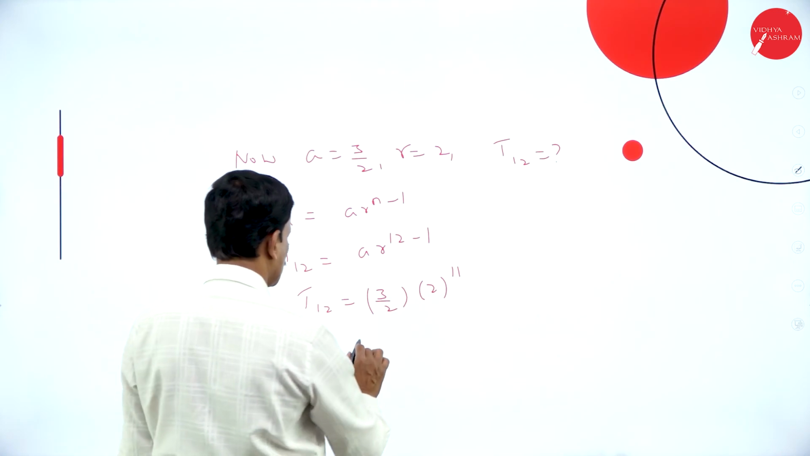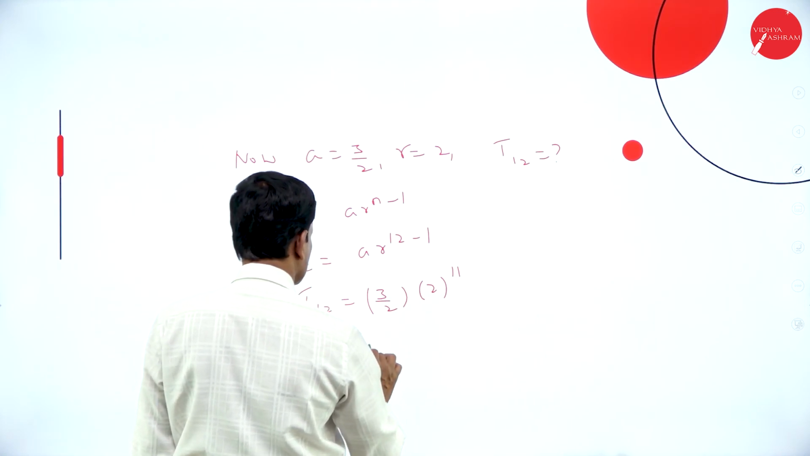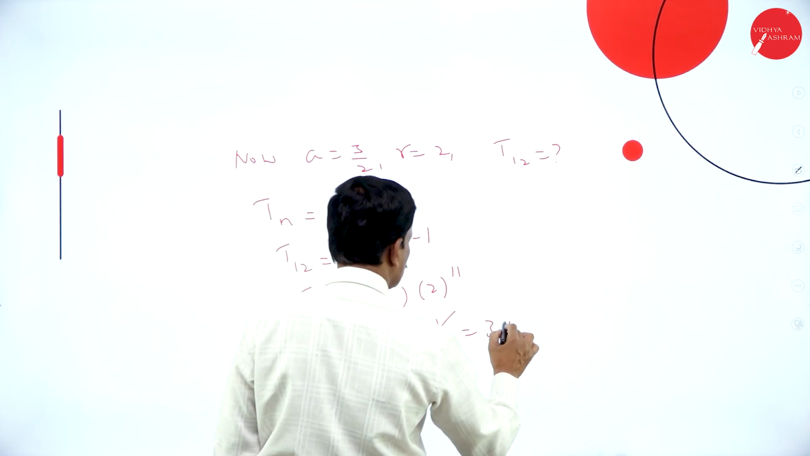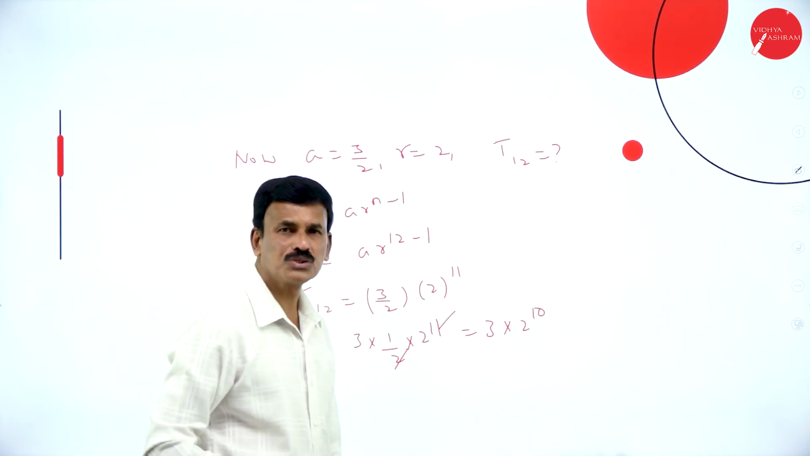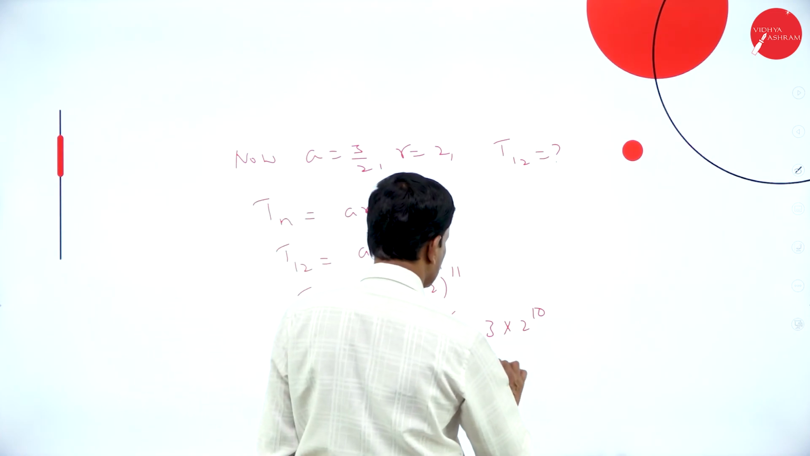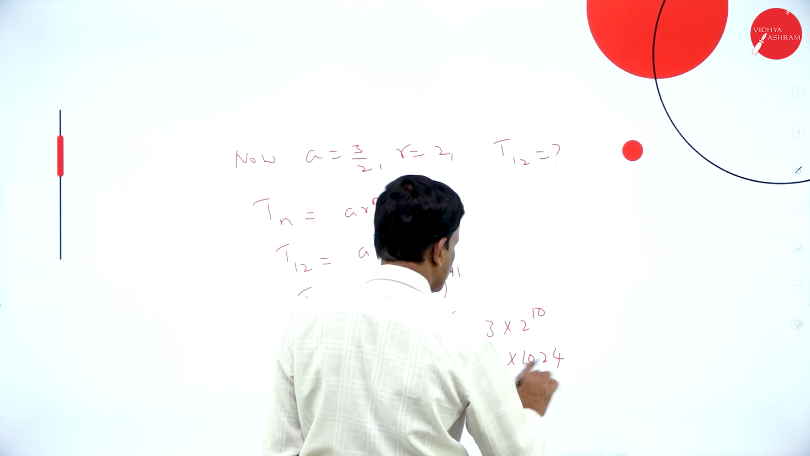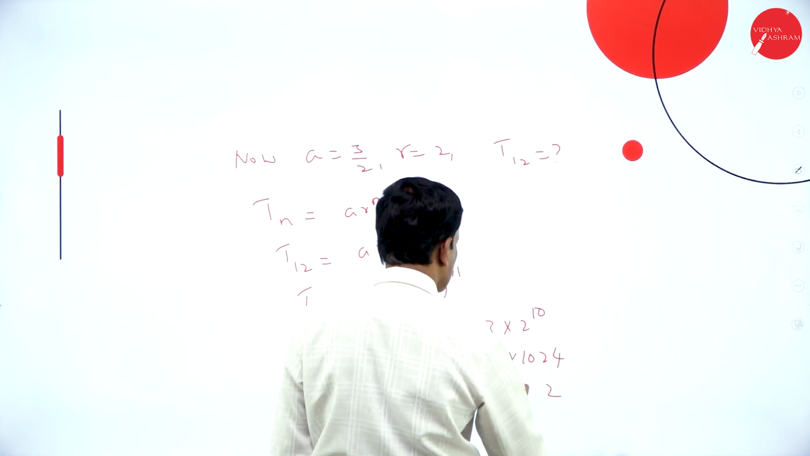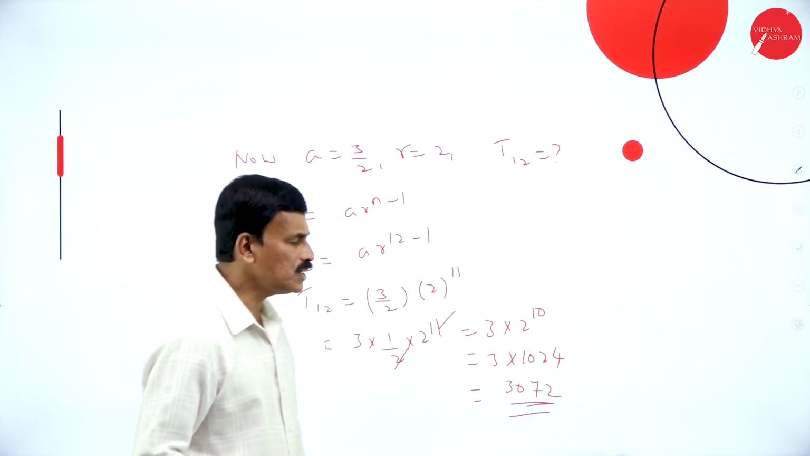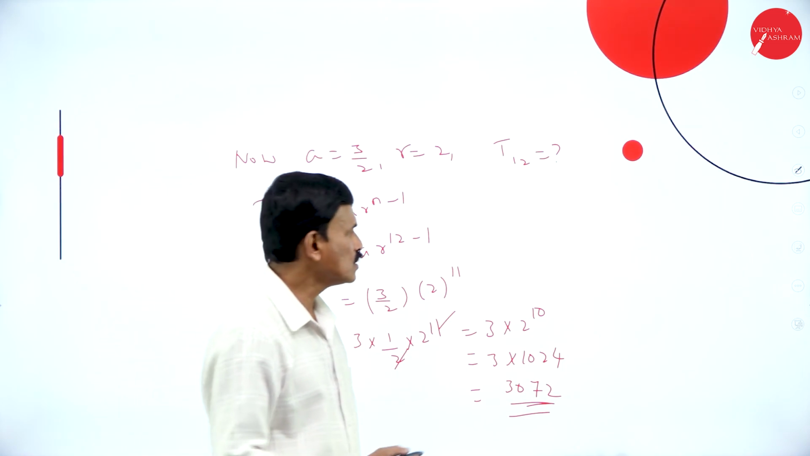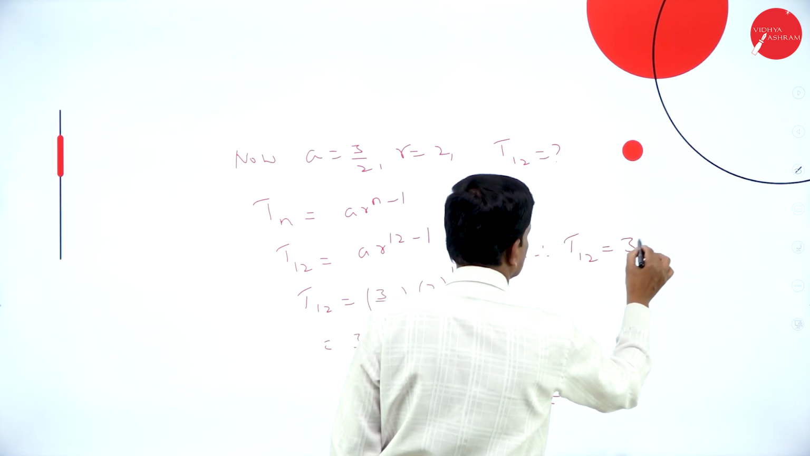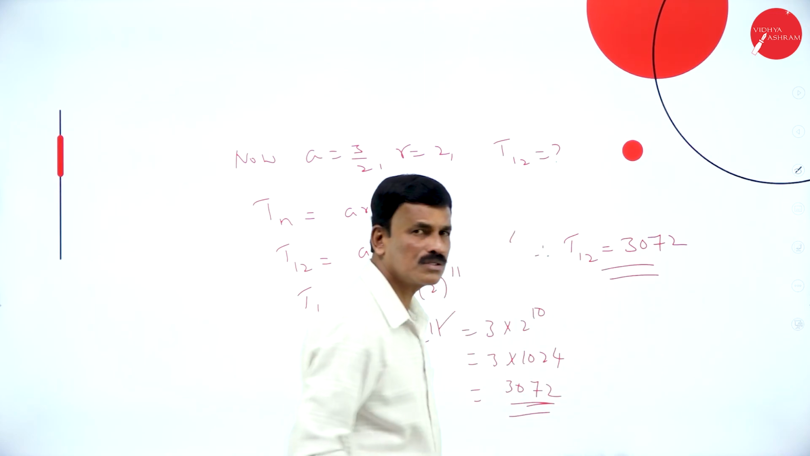12 minus 1 is 11. So this can be written as 3 into 1 by 2 into 2 to the power of 11. So this gets cancelled, and we get 3 into 2 to the power of 10. Simplify this, you will get the answer. You know 2 to the power of 10 is 1024. 3 into 1024: 3 4s are 12, 3 2s are 6 plus 1 is 7. So that is equal to 3072. So 3072 is the required answer. Therefore the required answer T12 is equal to 3072.